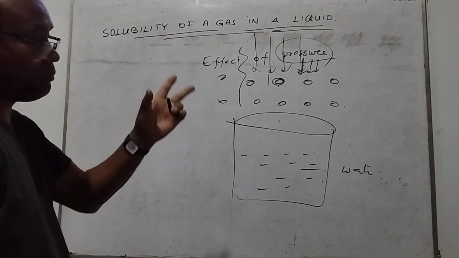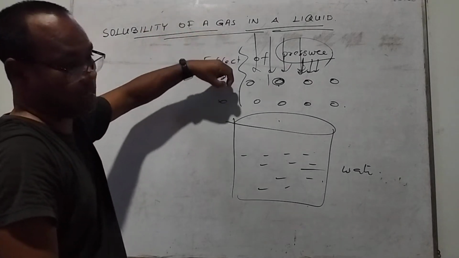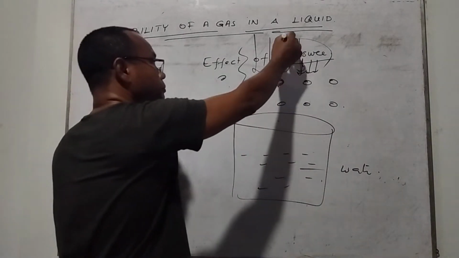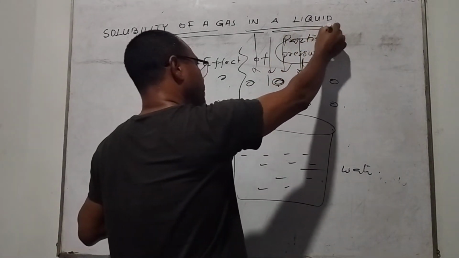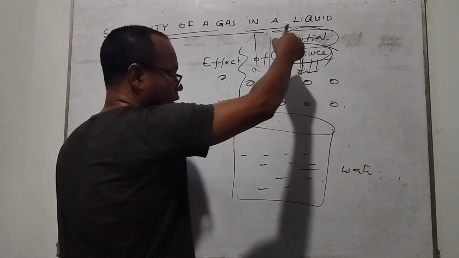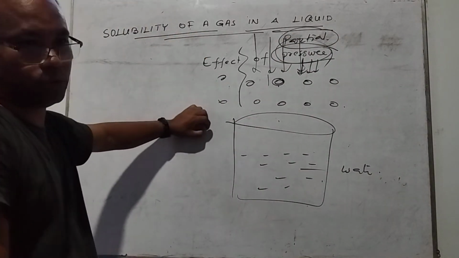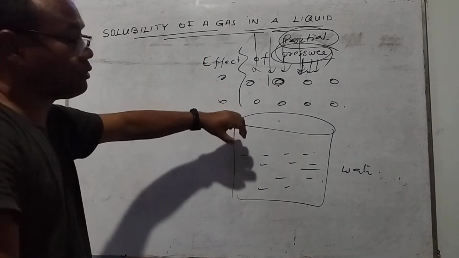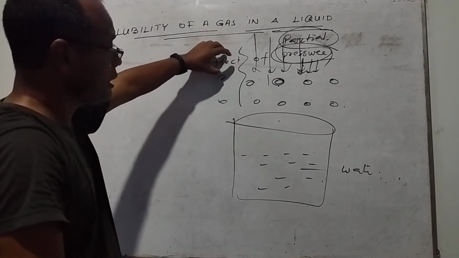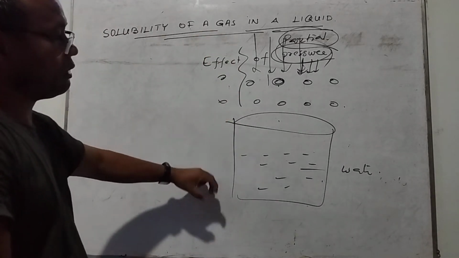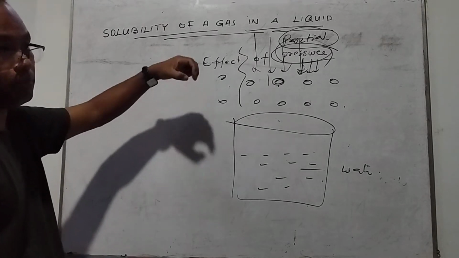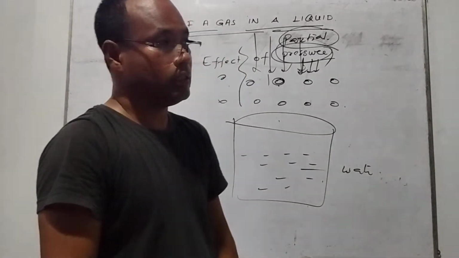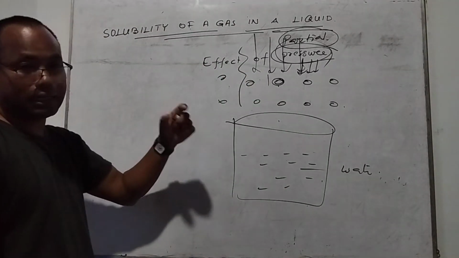So some partial pressure we apply on the gases can make them enter into the liquid. That pressure we can consider as partial pressure. Some fraction of the pressure we apply on the gas molecules, so that the gas can easily enter into the liquid molecules. Therefore the gas can be more soluble in the liquid by applying more pressure. That means the solubility of a gas in a liquid increases with increase in pressure.